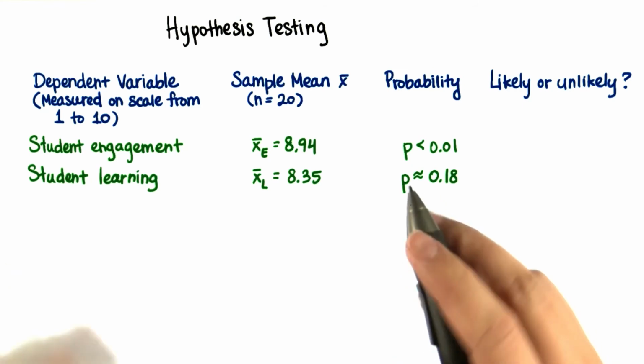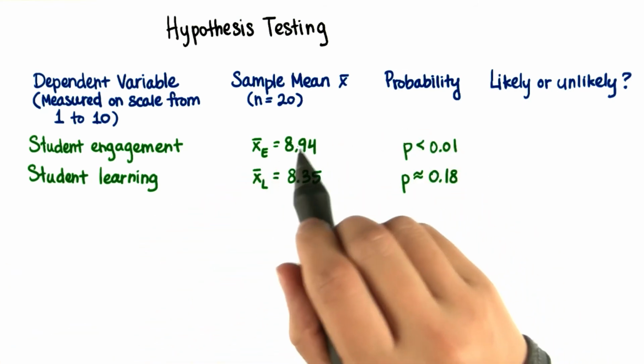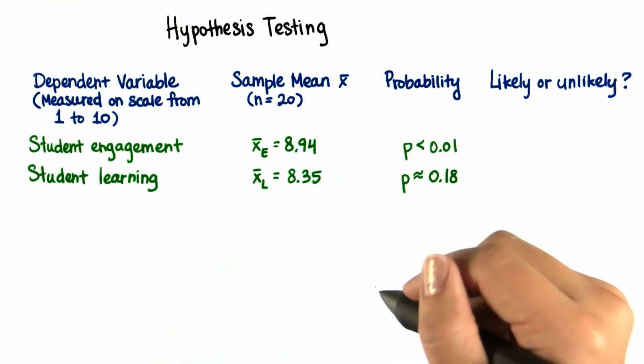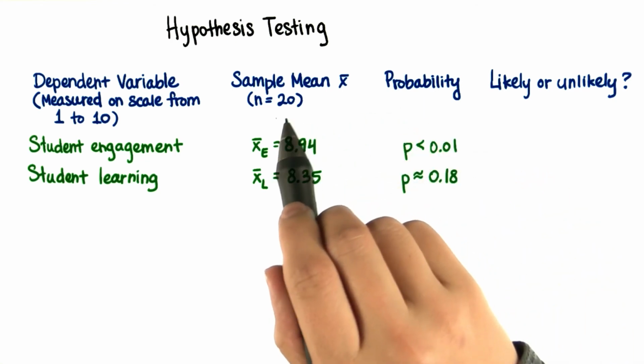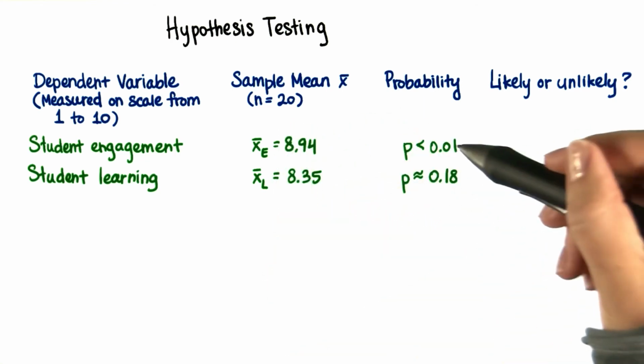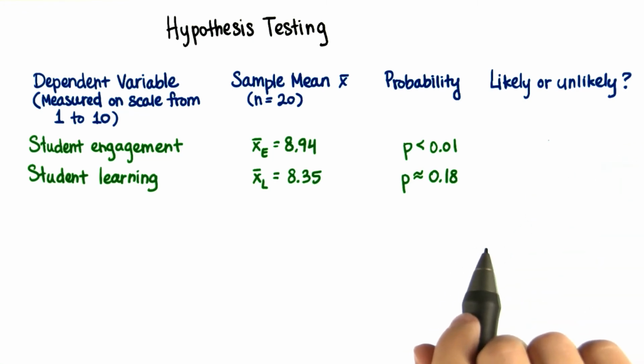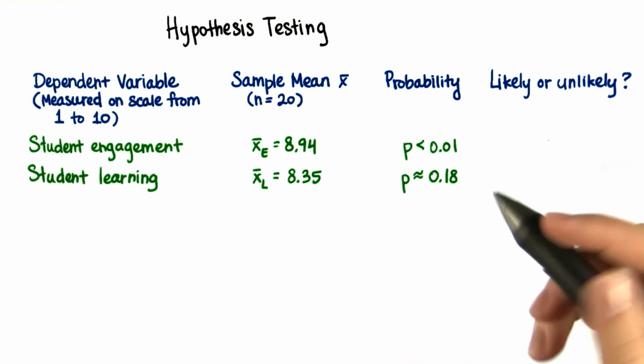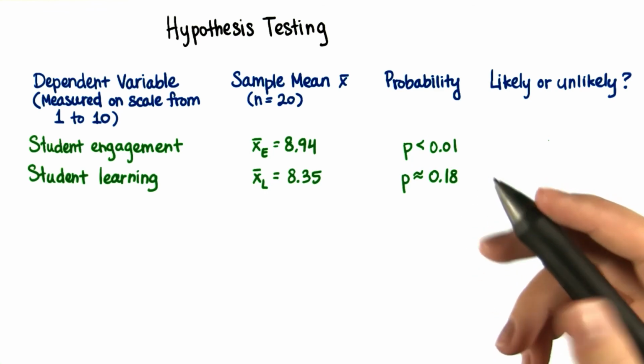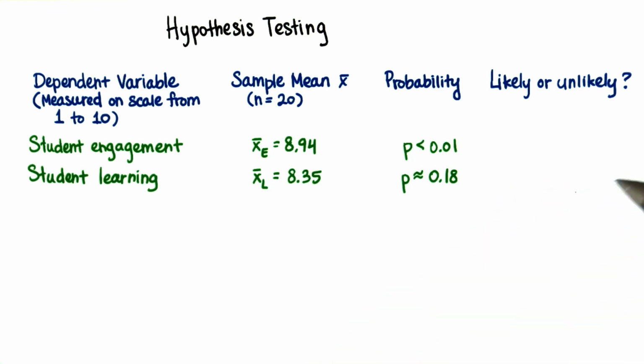And remember, that's when we look at where these means fall on the distribution of sample means from all samples of size 20. So now, do you think that these probabilities are likely or unlikely? At this point, there's no right or wrong answer. In fact, this is an example where statistics is up to your own interpretation, so tell us what you think.